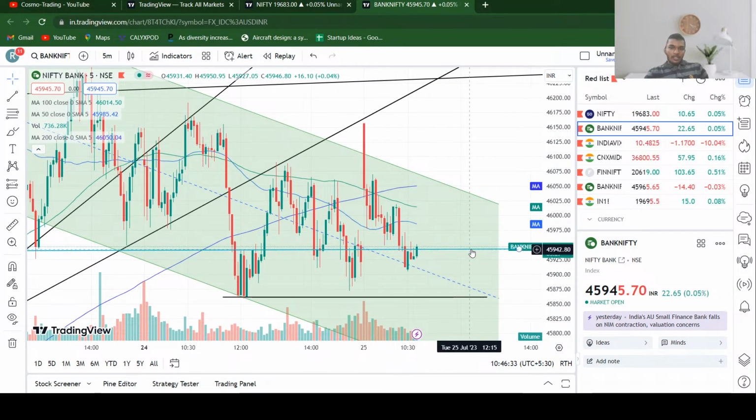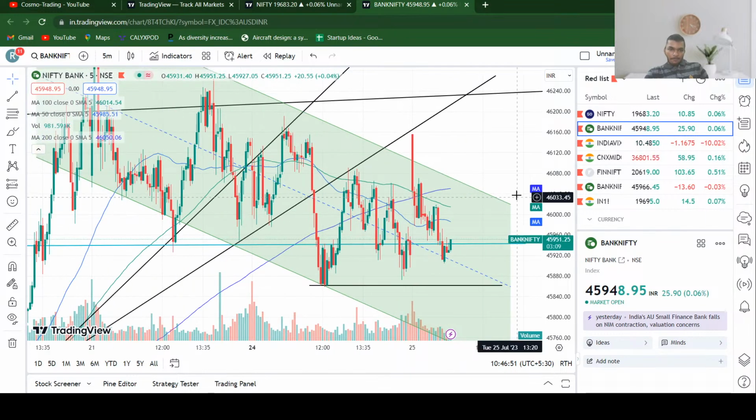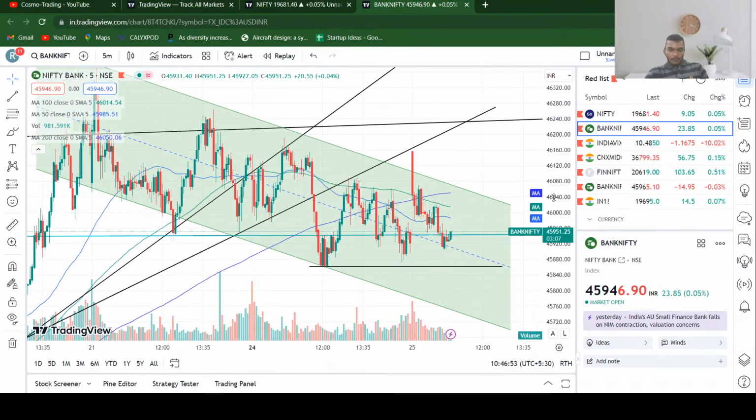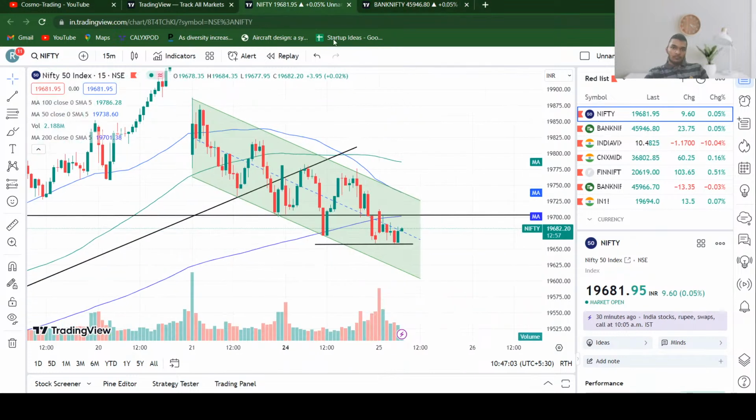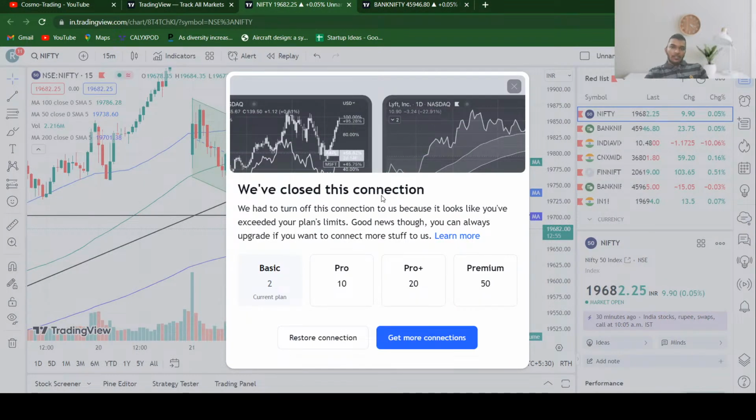So now eventually they are trying to get your stop loss on the upside, trying to push the market above 45,940. That's why we are waiting for it to cross 45,850 levels, because there won't be any such dramatic representations of candles. And even the Nifty.